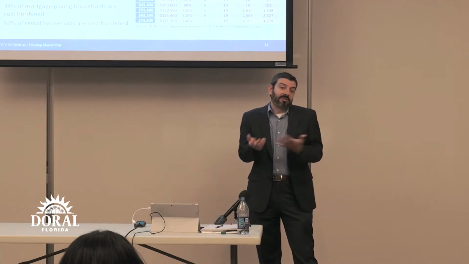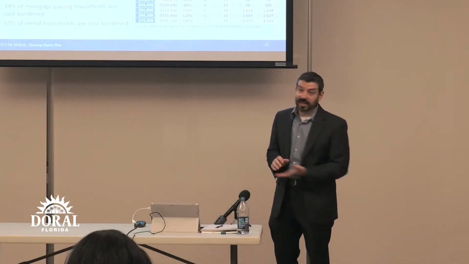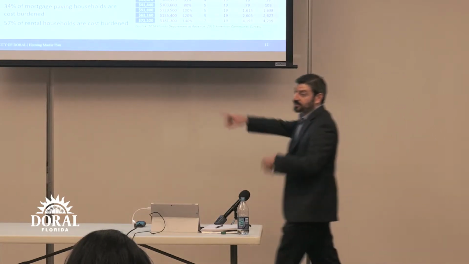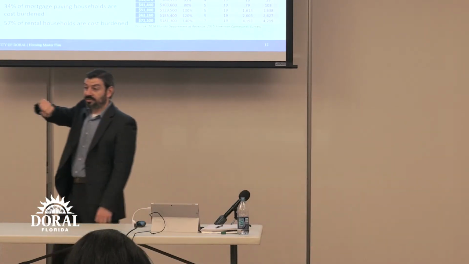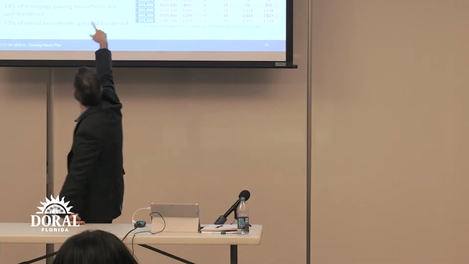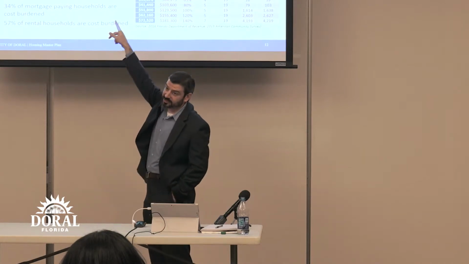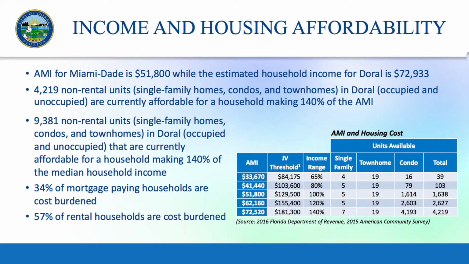So we wanted to see, we looked through the property records and we did an analysis. And what we came up with is, well, first of all, you asked the difference, right? Sir? You asked about the incomes earlier. So area median for Miami-Dade is $51,008, and for Doral, the median income is $72,000. So there's a pretty big difference between the two. So we found 4,219 non-rental units. These would be units you could buy. So fee simple, like you could actually go buy a condo or a house.